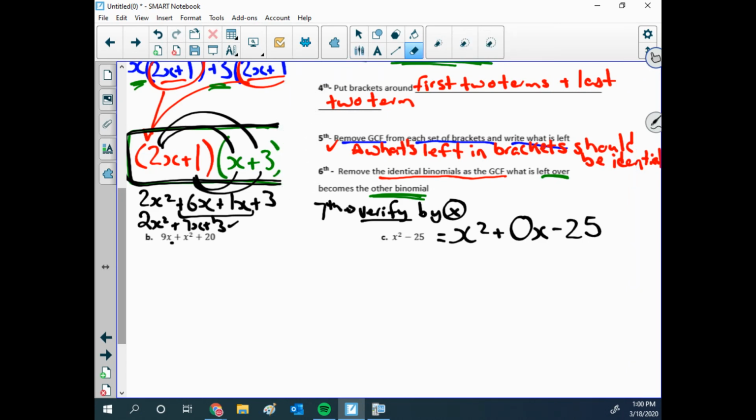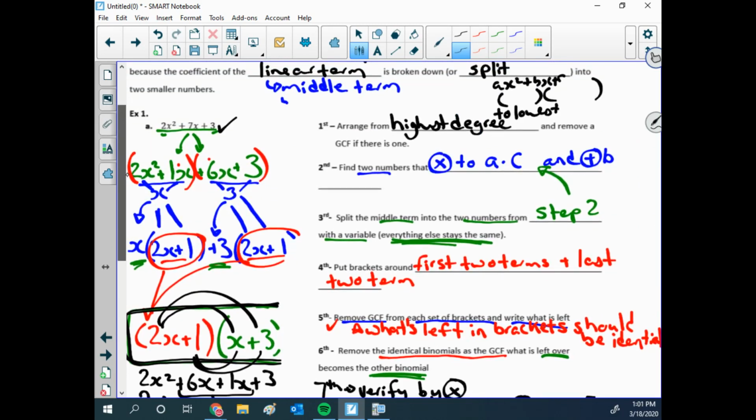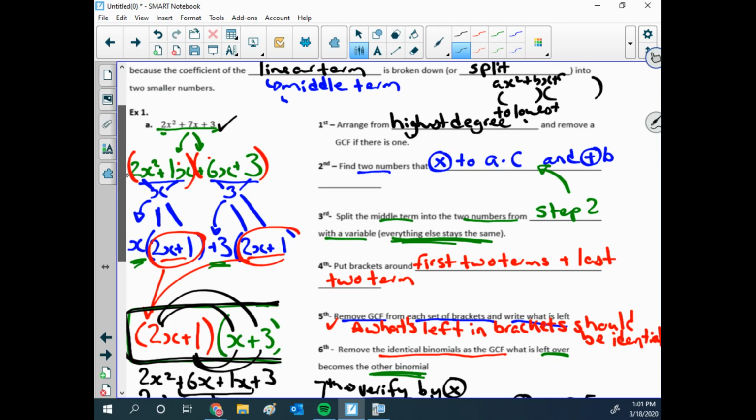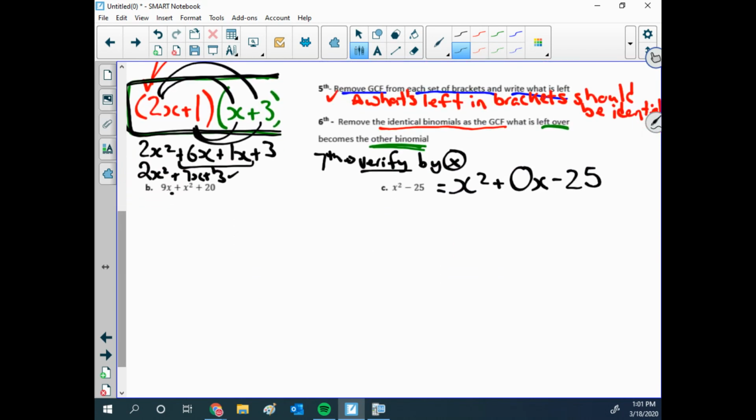So my first step, as we have stated above here, is to make sure we are going from the highest degree to the lowest degree, and then remove a greatest common factor if there is one. So highest degree to lowest degree, I'm good on that. And there's no greatest common factor between those 3 terms. So I can continue to the next step.